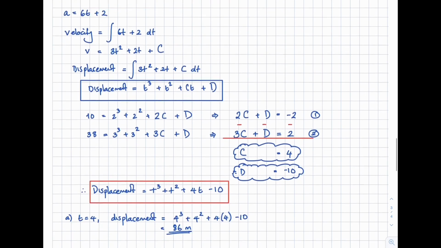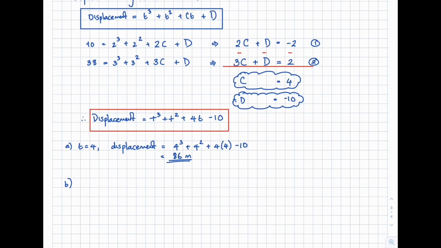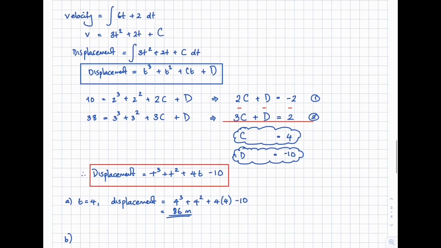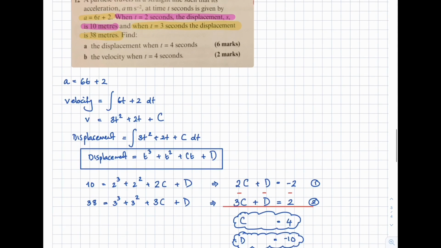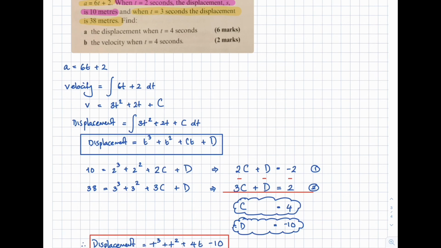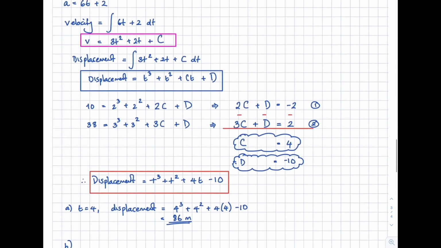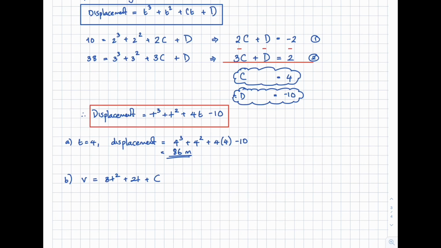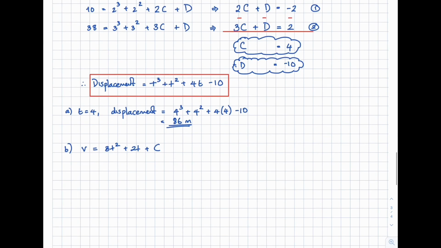Part B of the question is asking you to work out the velocity of the particle when t is equal to 4 seconds. Now we know what velocity is. Velocity was this expression here. So I'm just going to copy that down. Now if you remember, we knew what c was. We calculated c to be 4. So we can say v is equal to 3t squared plus 2t plus 4.